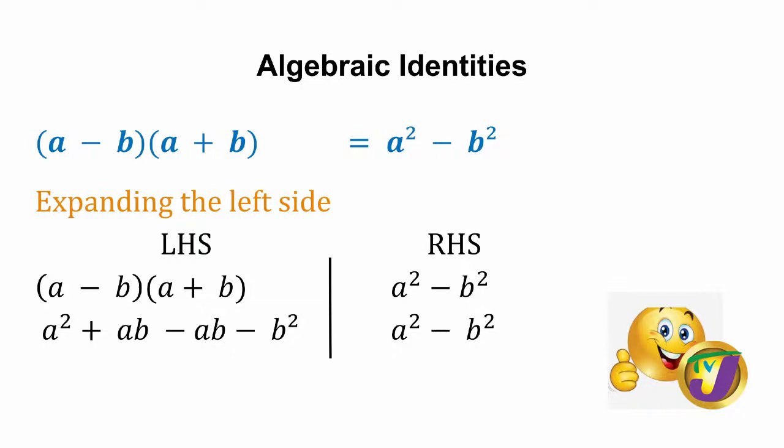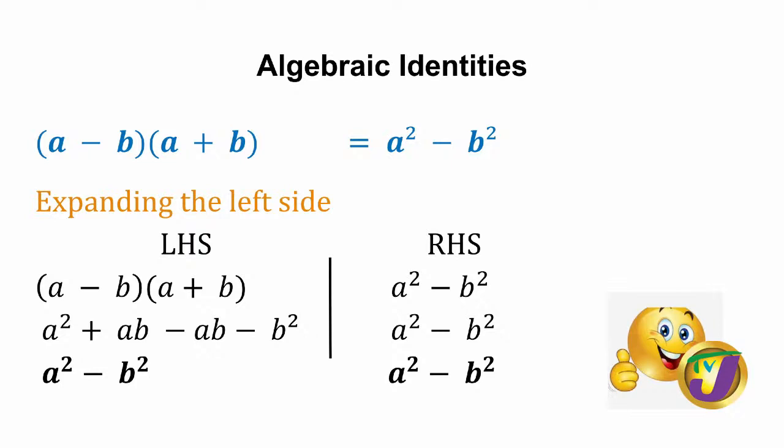And this one is interesting, Latoya, because as usual, we're seeing those like terms coming up in the middle. But it's working out to be a zero pair. It is. Interesting. So that's AB subtract AB, which would give you zero. And so indeed, the left-hand side is equivalent to the right-hand side.